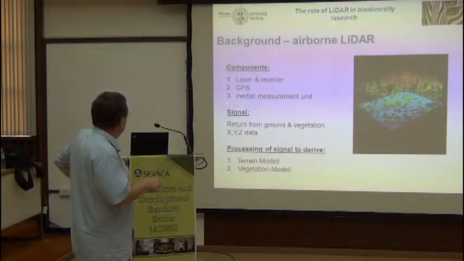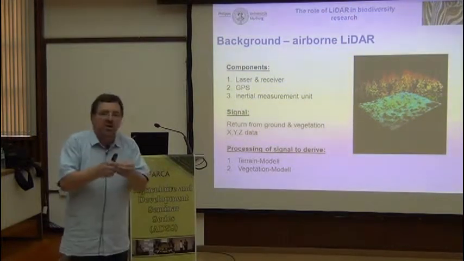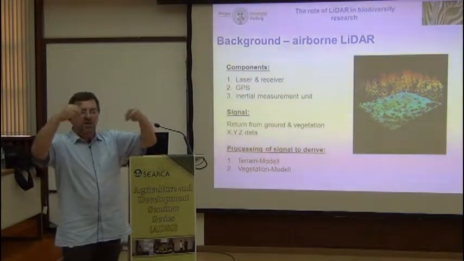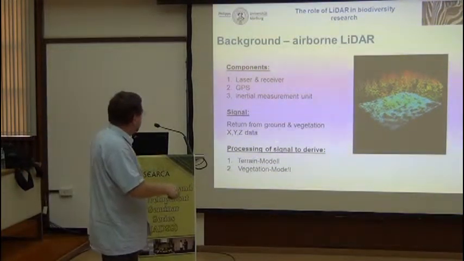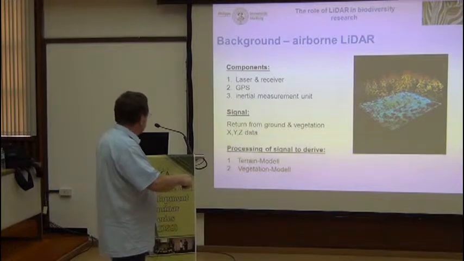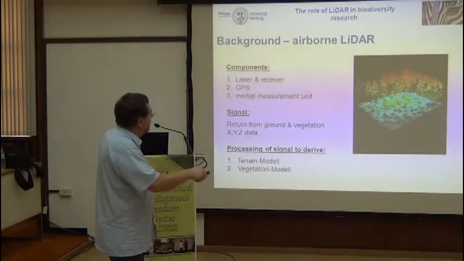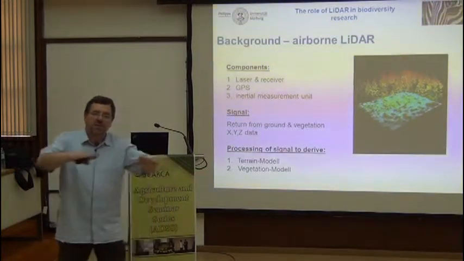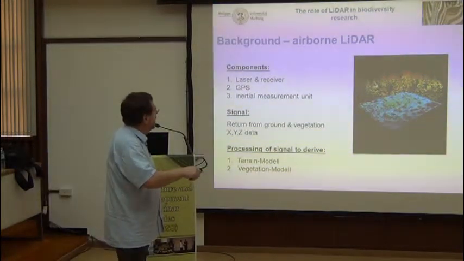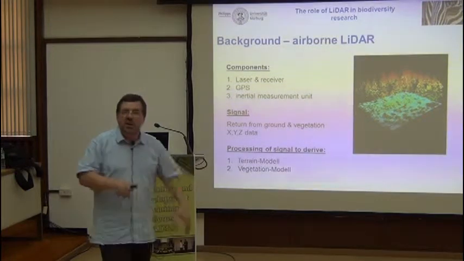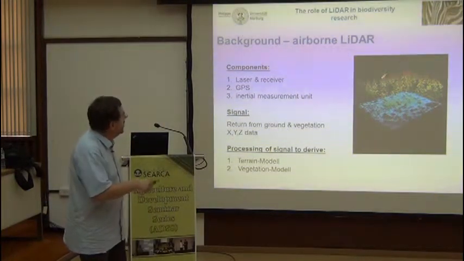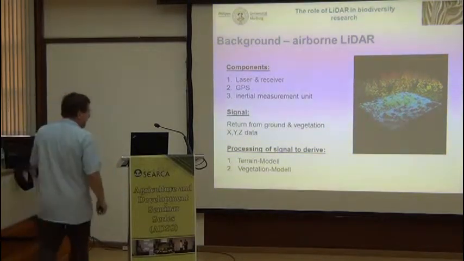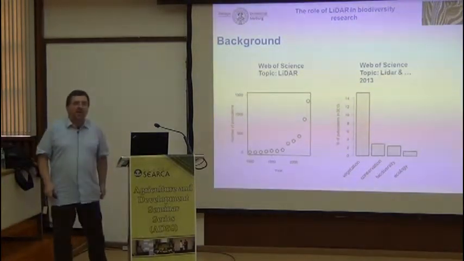And what is returning are data about the reflectance. They can be from the surface, they can be from the vegetation or the canopy, and from this you have to process information. You get a statistical model of the terrain, of the surface, and then you also get a model about the reflectance of the vegetation, and this gives you a good impression about the bushes and the trees and how this looks. And this can be used for modeling. That's simply the introduction to LiDAR.